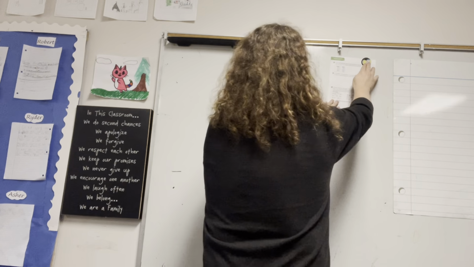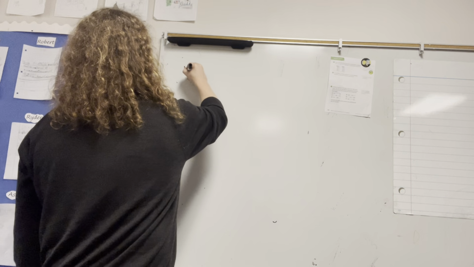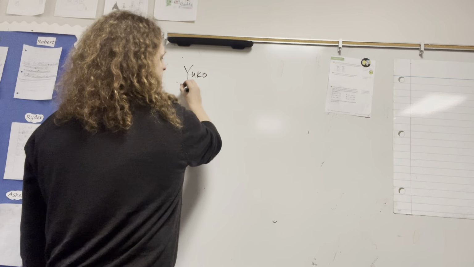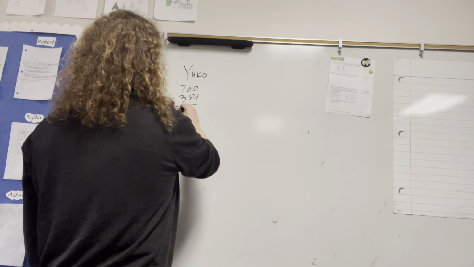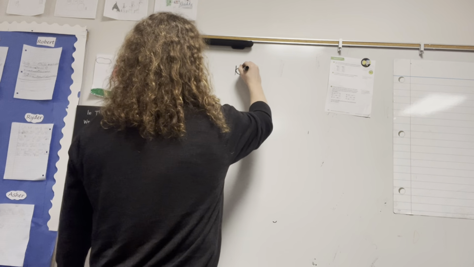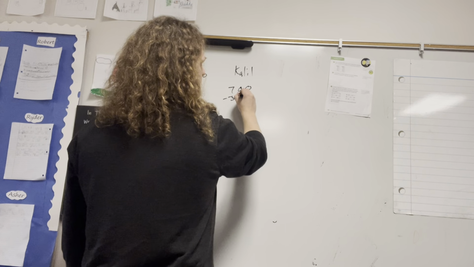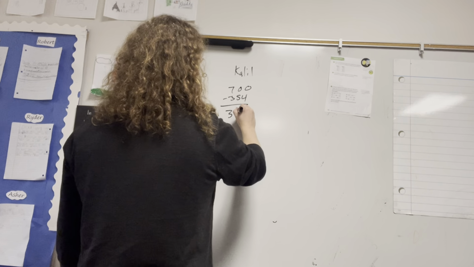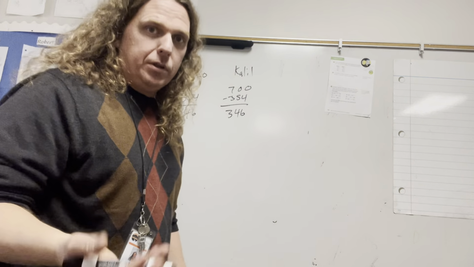Okay, so Yuko and Khalil are working on a problem. Yuko says that 700 minus 354 equals 446. And Khalil says that 700 minus 354 equals 346. So we're going to use addition to check these answers.